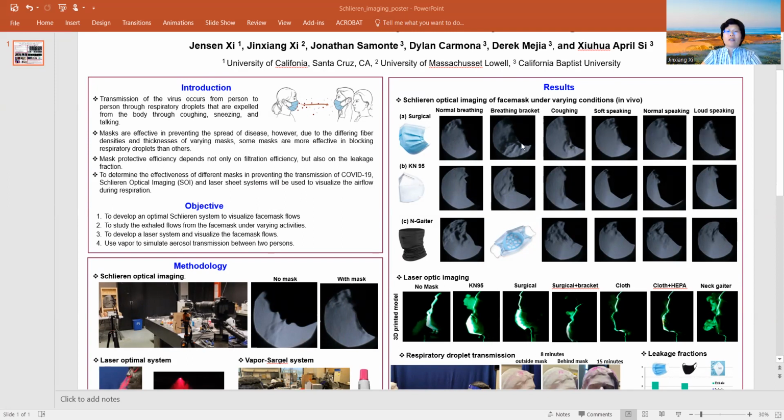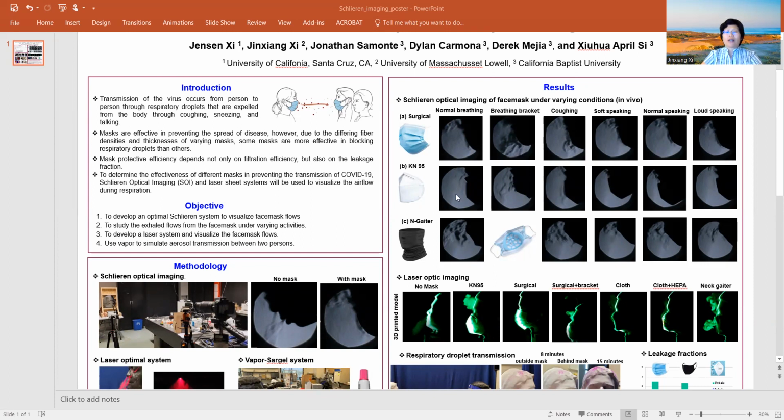Very interesting is breathing with bracket. The purpose of the bracket is to reduce leakage. We can tell it does reduce leakage, but the disadvantage is it reduces the size of the mask and reduces the flow area. It means it increases the flow speed, and the flow is forced to go through the mask. It means going through the filtration, but the disadvantage is it's getting fast, so the filtration efficiency will be lower.